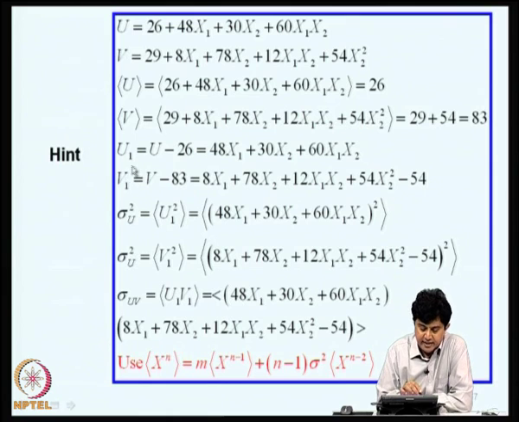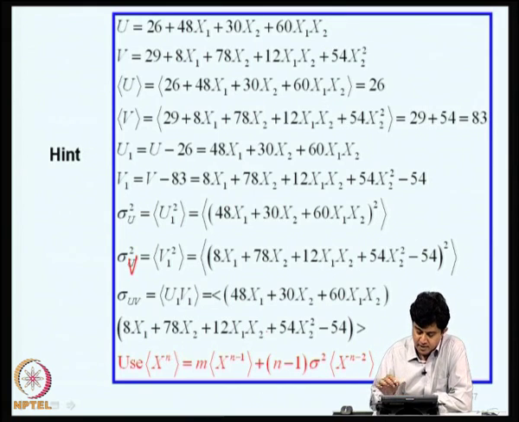Next I define u1 to be u minus 26, which is a random variable with 0 mean, and v1 is v minus 83. I get these expressions, and this will be helpful in finding variance and covariance of u and v. So sigma u square will be expected value of u1 square, which is square of this. Similarly sigma v square will be expected value of v1 square, which is this, and covariance of u and v will be in this form.